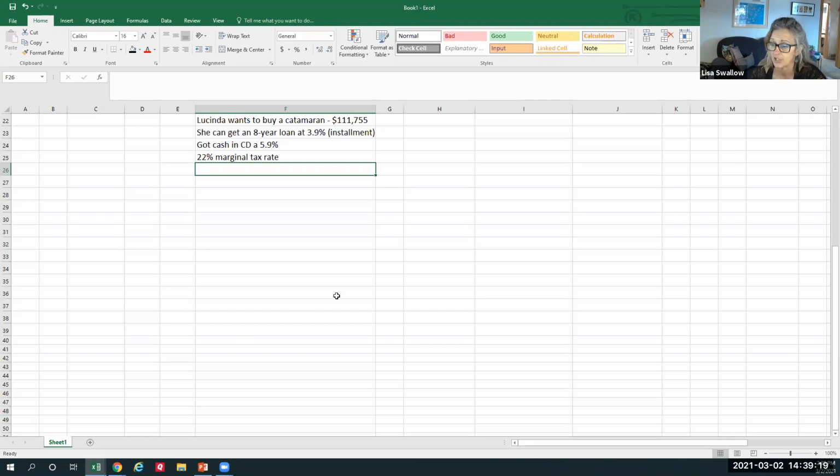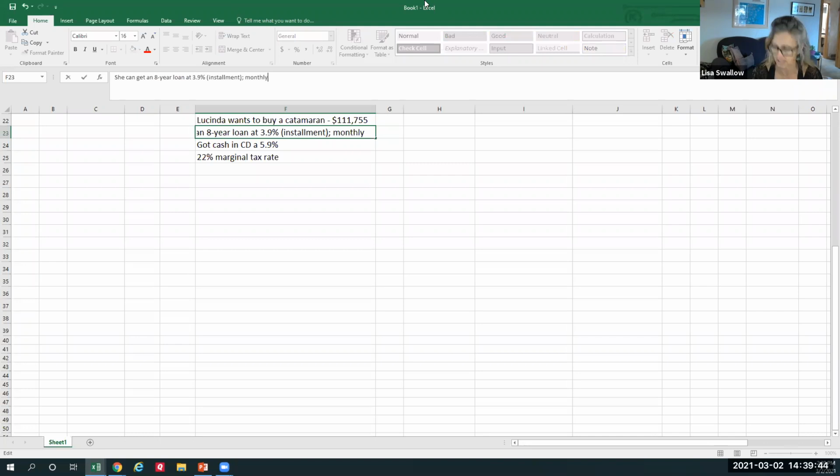So I asked you to print out this sheet. We're going to fill it out, but you're going to need to use Excel, because the very first thing you have to figure out is the monthly payment. Do you have all the information you need to figure out the monthly payment?